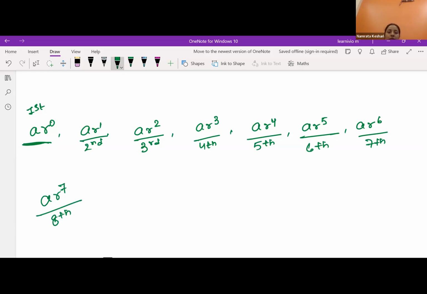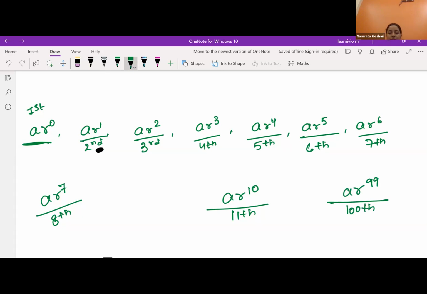Yes, ma'am. Okay. 11th term will be a r to the power 10. Yes or no? Yes, ma'am. Manvi, are you able to understand the pattern? Yes. Second term power 1. Third term power 2. Fourth term power 3. Fifth term power 4. Sixth term power 5. So 11th term power 10. Okay. 100th term is a r to the power one less than 100. That means 99. Getting it, Manvi?